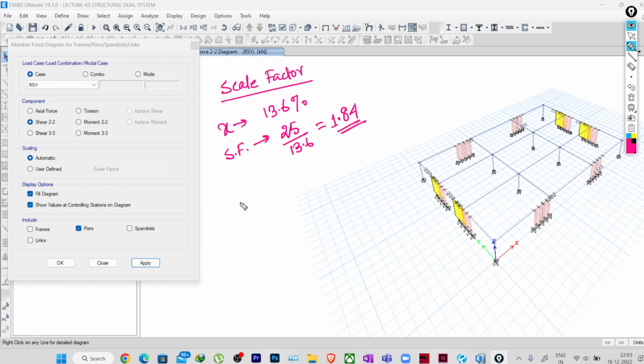And for the y direction it was 12% taken by the columns, so what will be the scale factor? The scale factor will be 25 by 12, which is around 2.08, so I'll make it 2.1. Sorry, not 2.1%, it is 2.1, the scale factor. So this is the scale factor that we need to use to scale up the base shear, in both the directions.